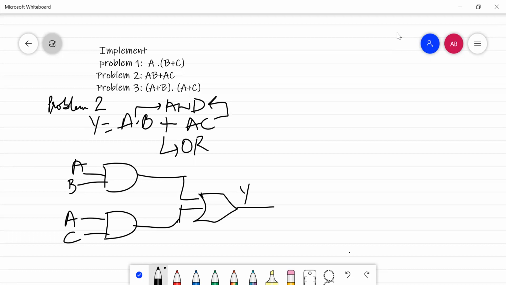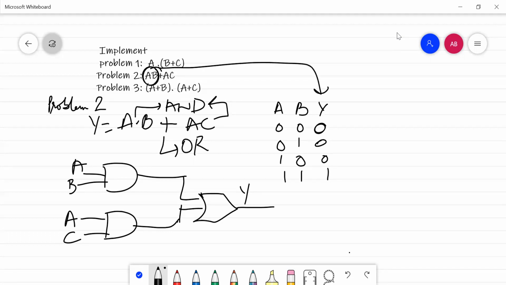So let's first discuss only what will be the output when A and B inputs are there. It will be the same as that of the AND gate. We have the four input combinations, and we know that the output will be 1 only when both the inputs are high here. So we are only going to get a high when both inputs are high. Same is the case with A and C.